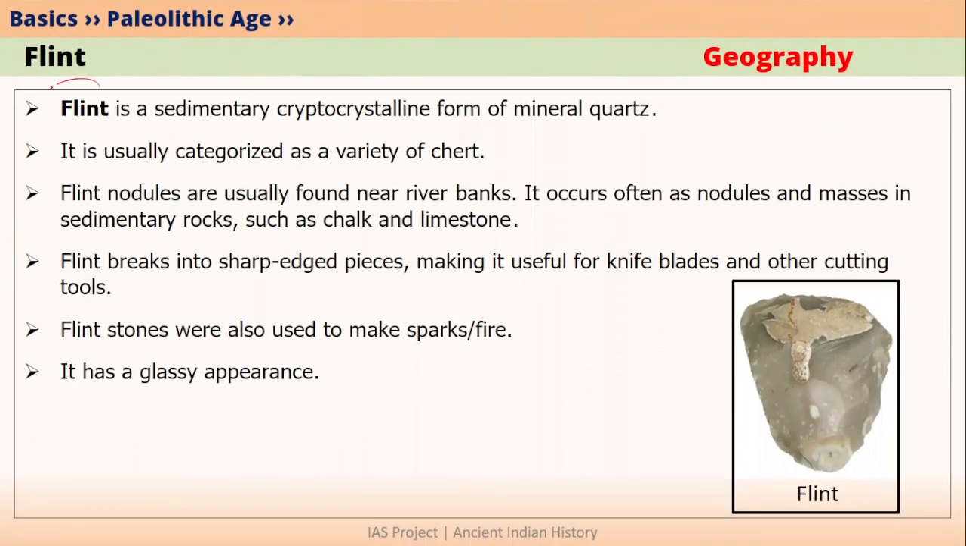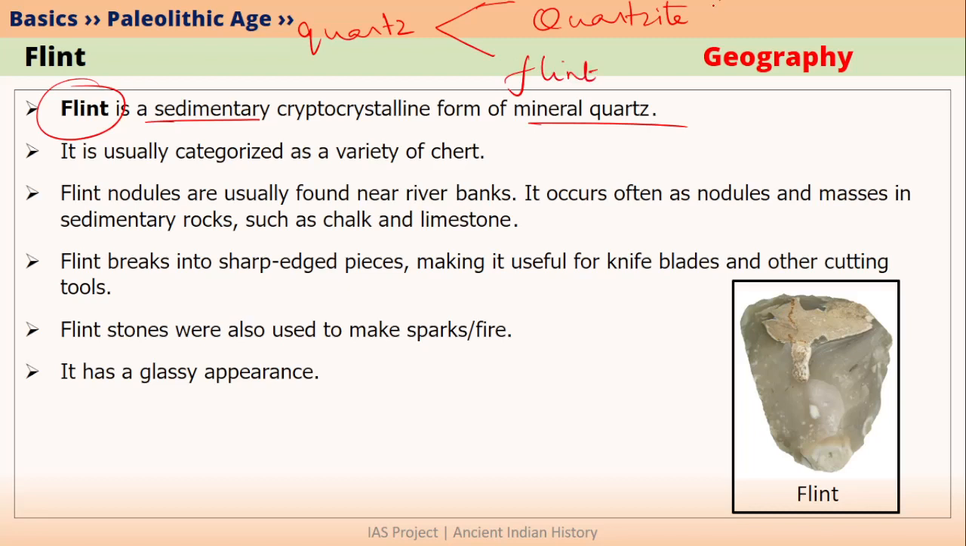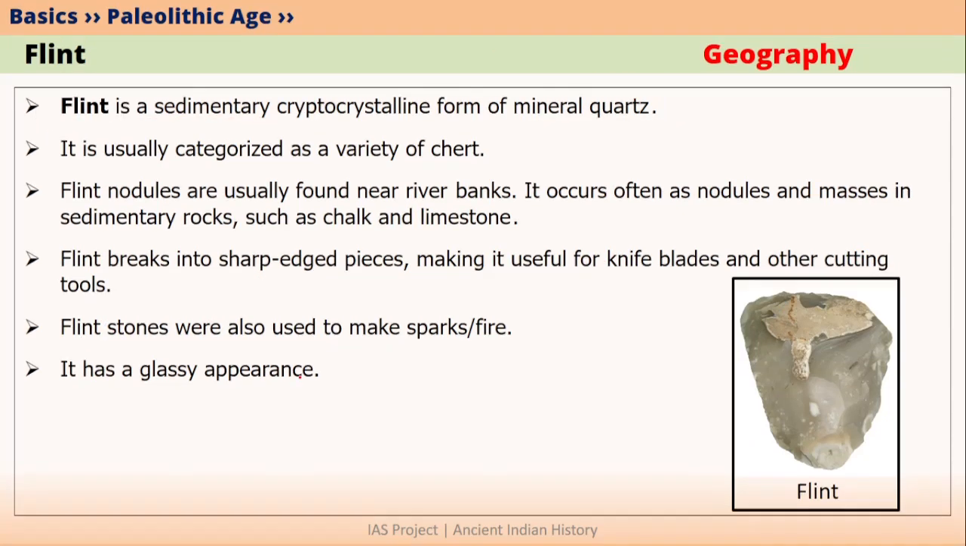We just said that flint tools were used during Upper Paleolithic Age. What is flint? Flint is nothing but a sedimentary form of mineral quartz. We have talked about quartz sandstone. Quartz sandstone, if it undergoes metamorphosis, then it becomes quartzite. If it undergoes sedimentation, then it becomes flint. So quartzite is a metamorphic rock, whereas flint is a sedimentary type of rock. Flint breaks into sharp-edged pieces. That is why it is very useful in making knife blades and other cutting tools. Flint is also used to make fire.